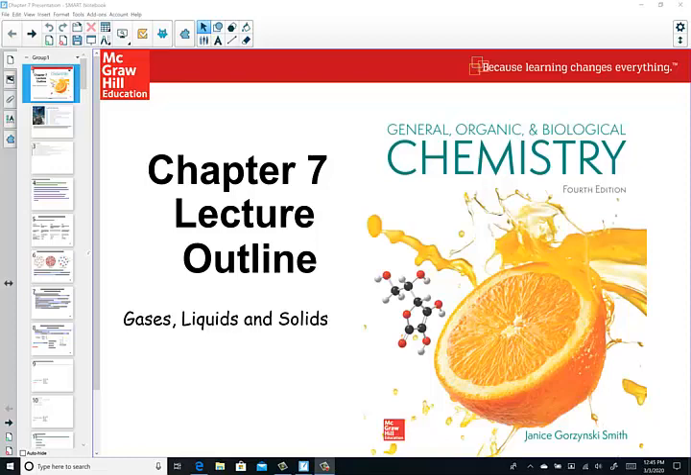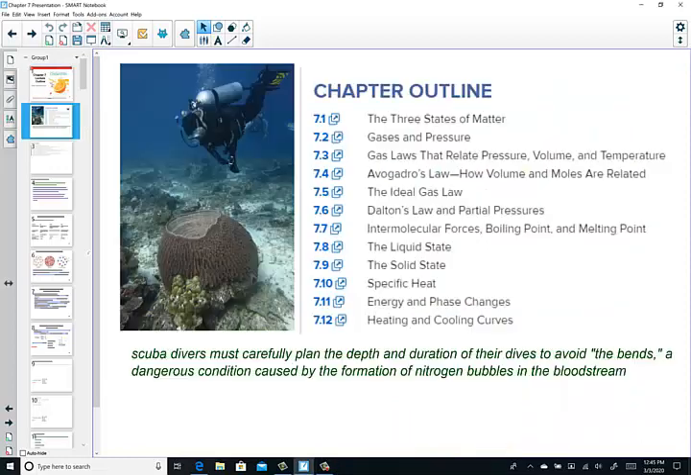Today we're looking at Chapter 7, taking a start at gases, liquids, and solids. You have your notepad out in front of you, and let's begin. We'll take a peek at the outline, the topics heading our way. We'll look at 3 states of matter.